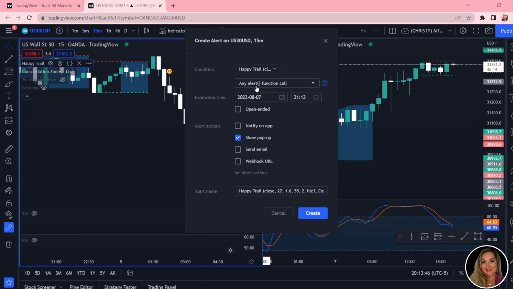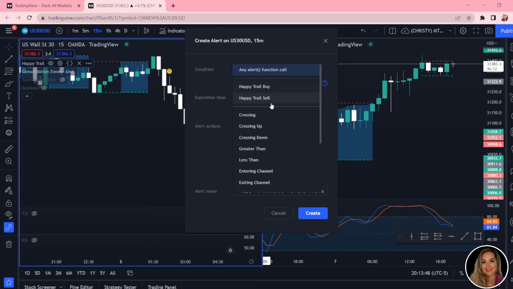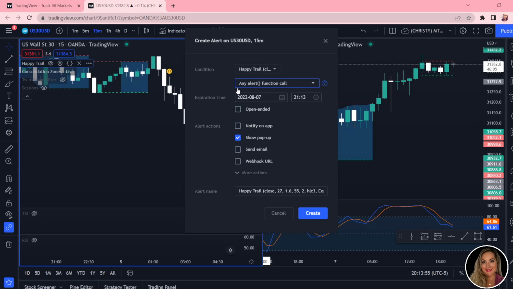You can leave it as any function, which means you will get a buy and a sell if you click any. But if you are only looking for buys or only looking for sells, then you can individualize it. If you leave it as any, you will get an alert every time a smiley face prints, whether it is a buy or a sell.